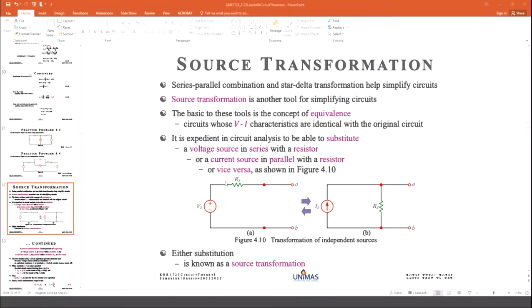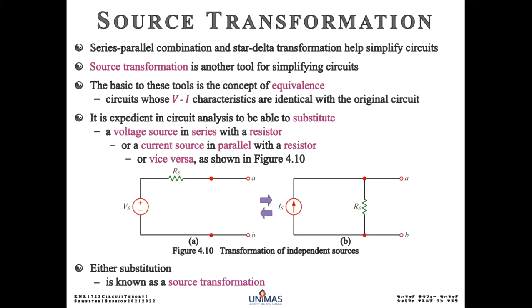Voltage source in series with Rs, current source in parallel with Rs, and the value of Rs will be equal to each other, whether it's either current or voltage source. The resistor Rs will always be equal. So what you have here, okay, source transformation is the tool for simplifying circuits and so on. You can read that one.